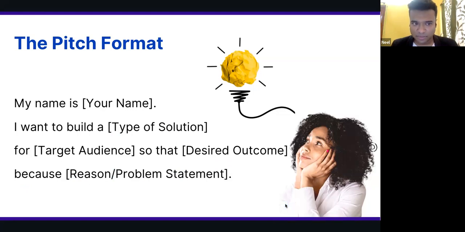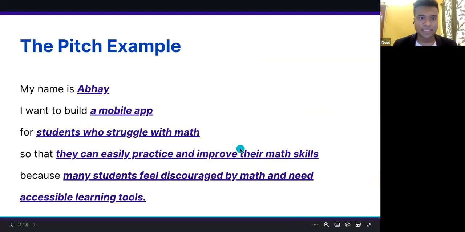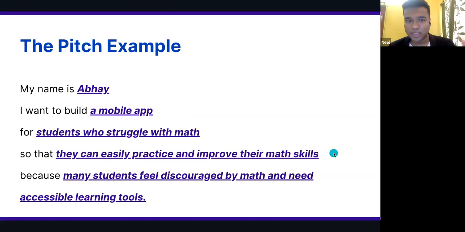My name is this. I want to build. Do not write anything right now. Just this is the format. Just note the format down. Okay. Now this is the example. Say the pitch example is like this. Please, everyone, look here.